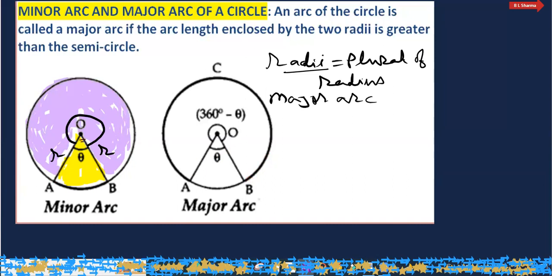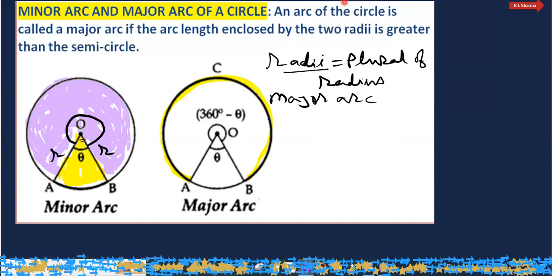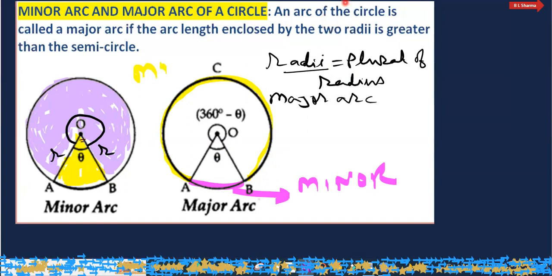This portion is the major arc. And I'm taking a different one here, and this pink is actually the minor arc. And this yellow portion, that is the major arc.